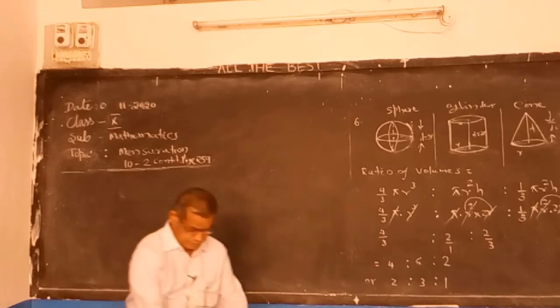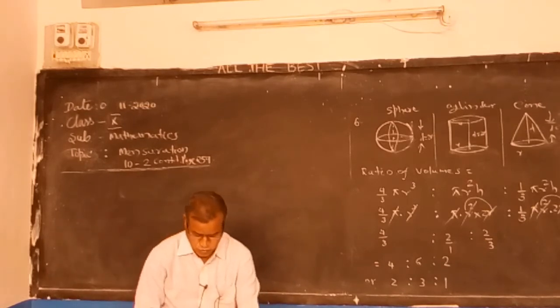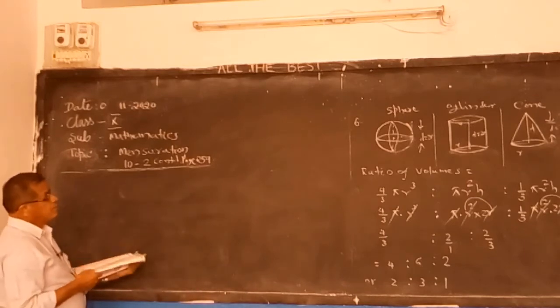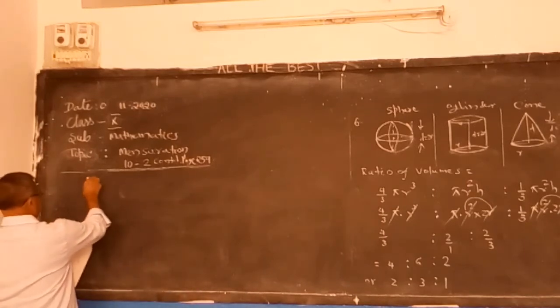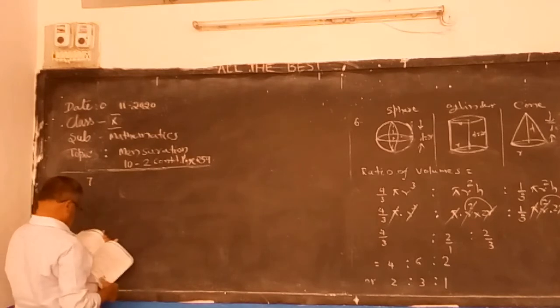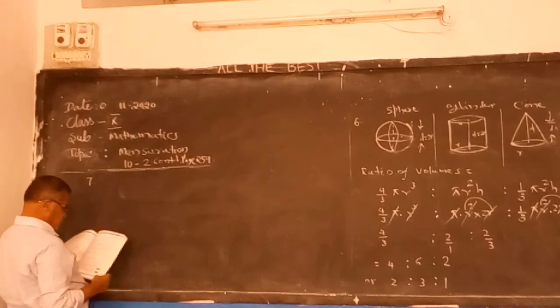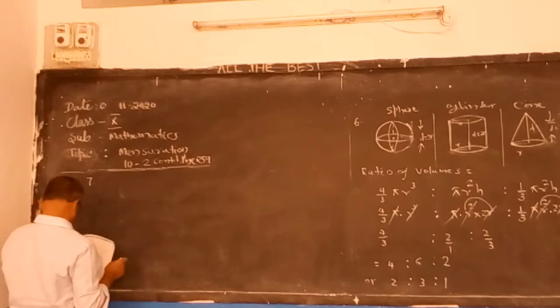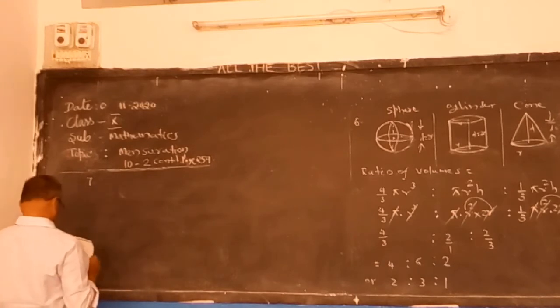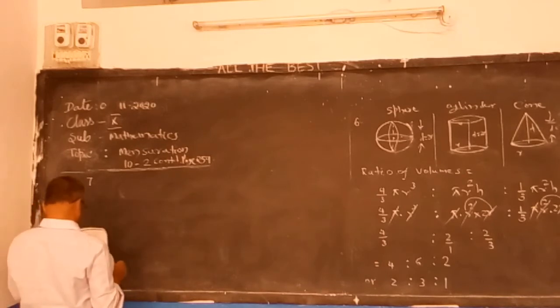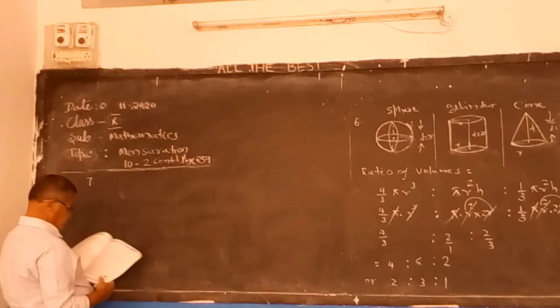Next question. Seventh question. A hemisphere is cut out from one face of a cubical wooden block such that the diameter of the hemisphere is equal to the side of the cube. Determine the surface area of the remaining solid.